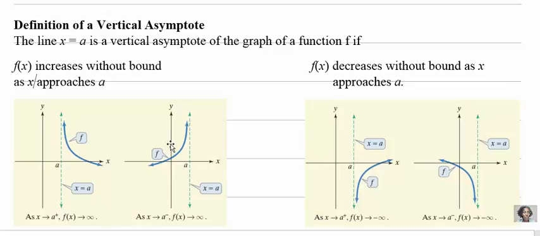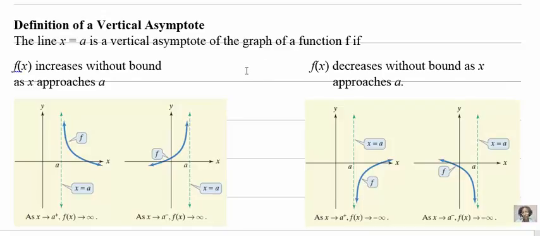If the function approaches a vertical line and the values of y, as x gets closer and closer to a, either from the right or from the left, get larger and larger and larger, we say they increase without bound, then x equal a is a vertical asymptote.